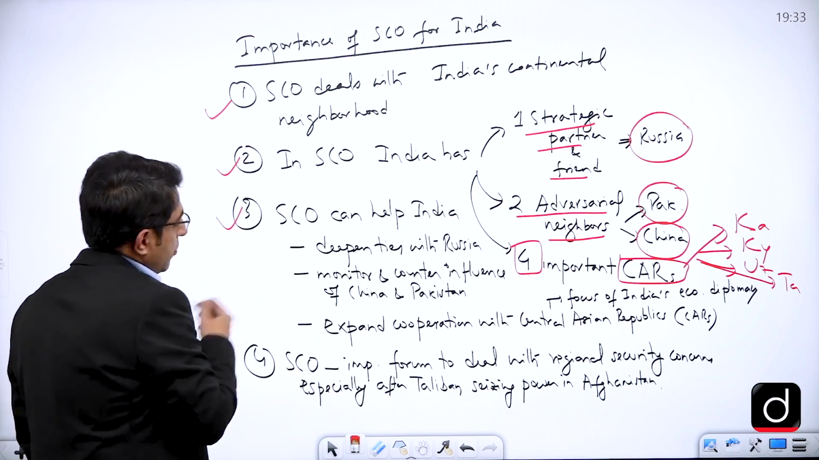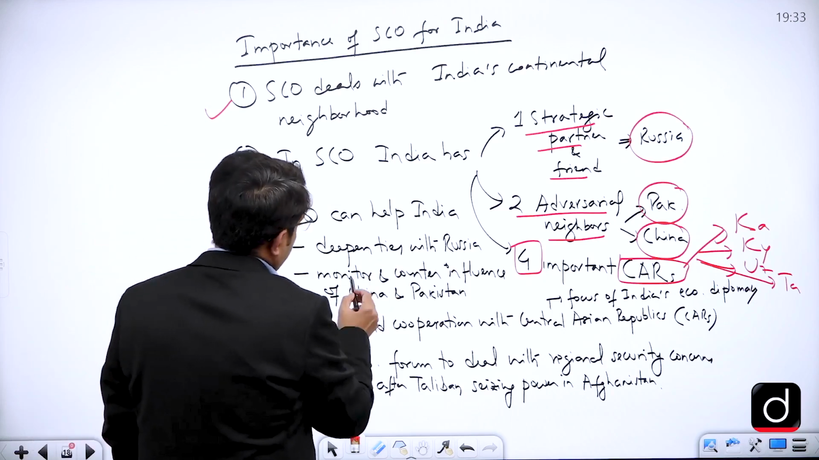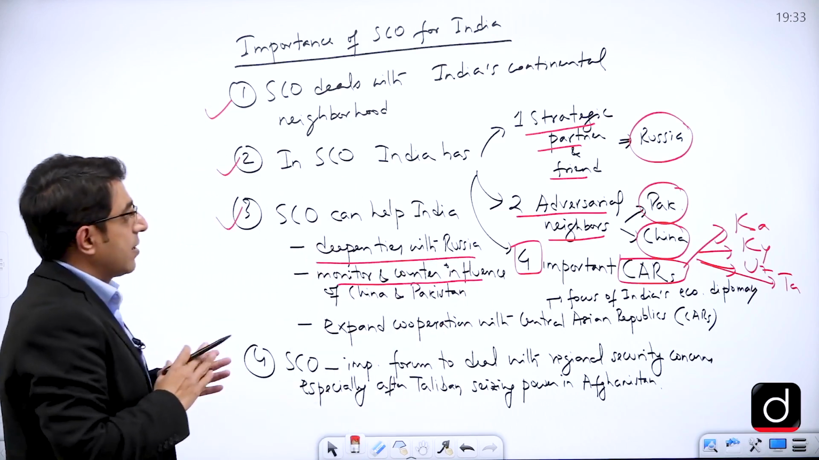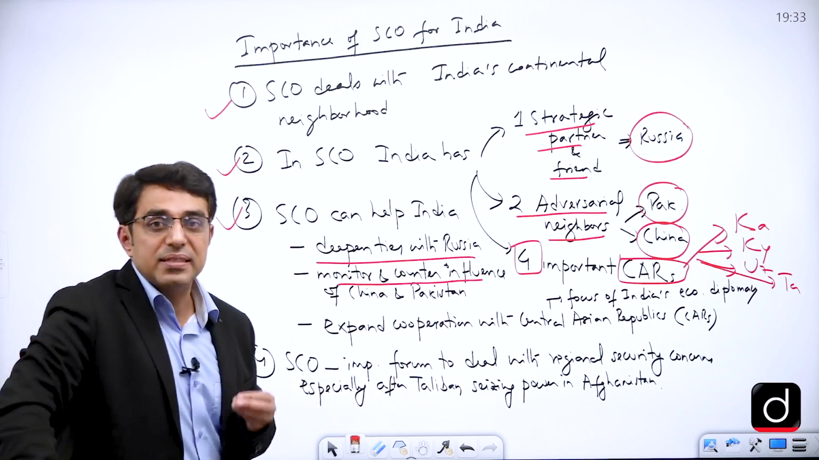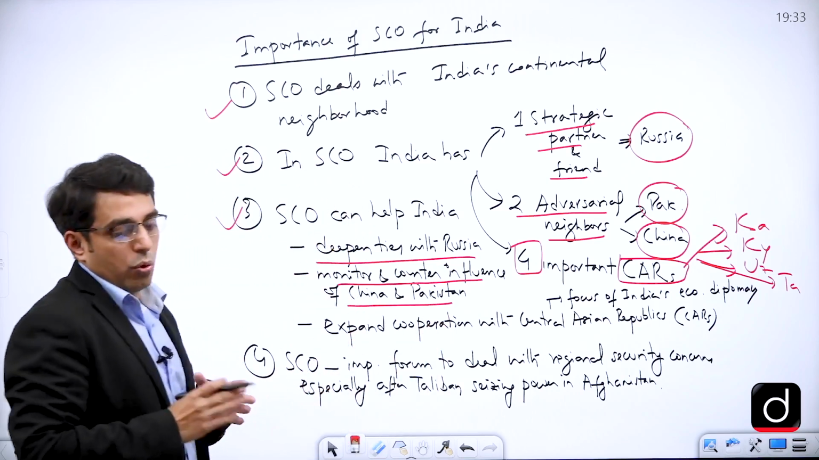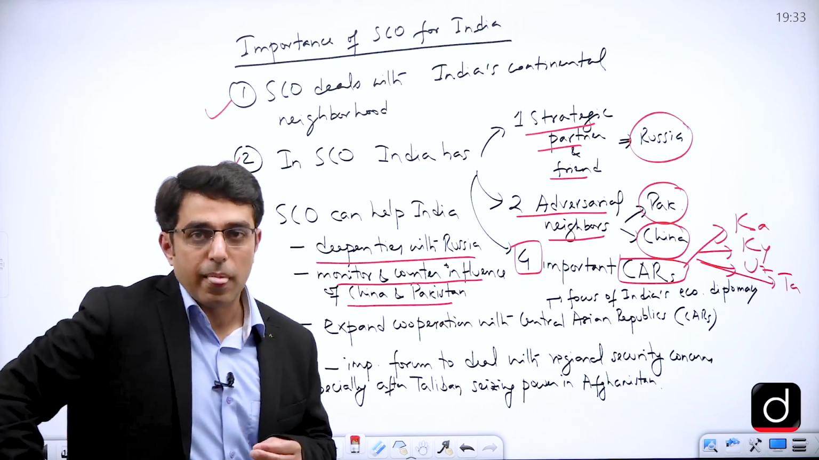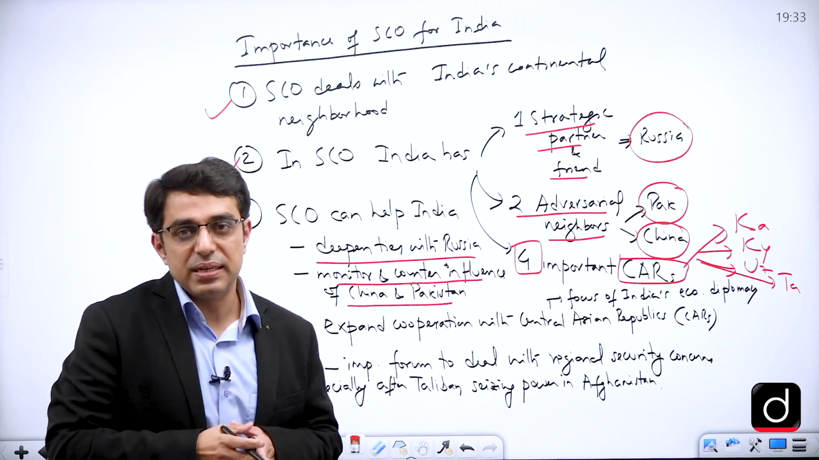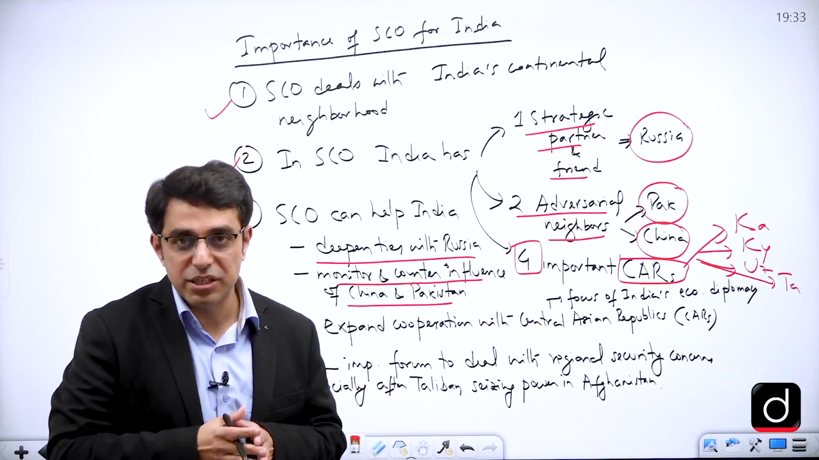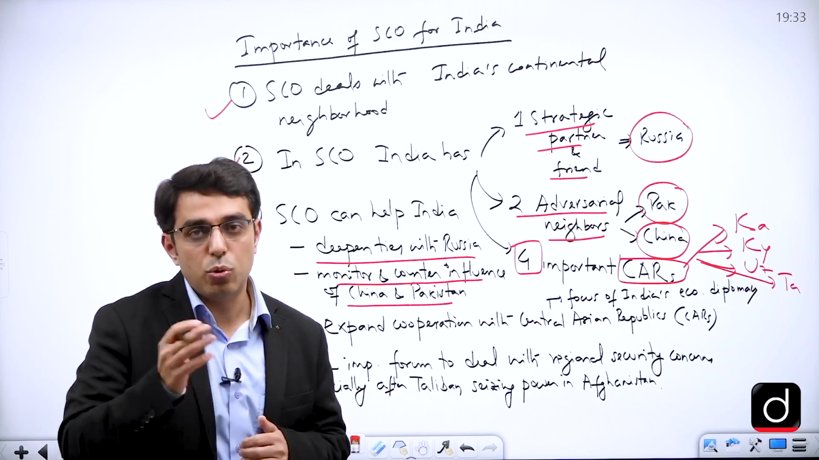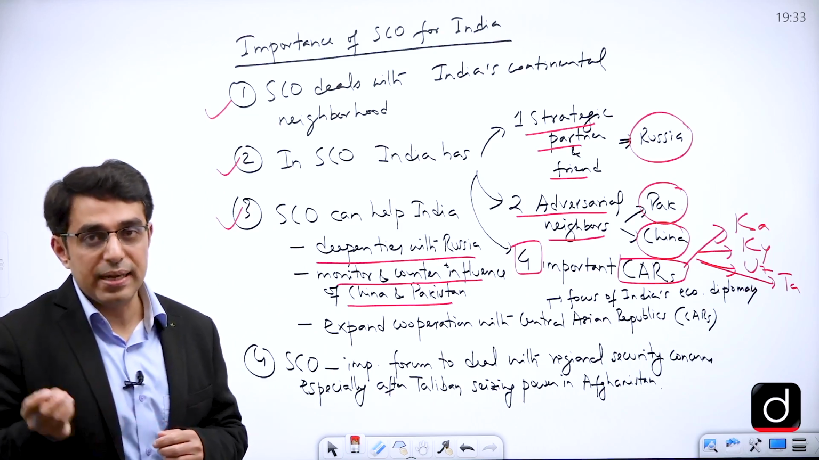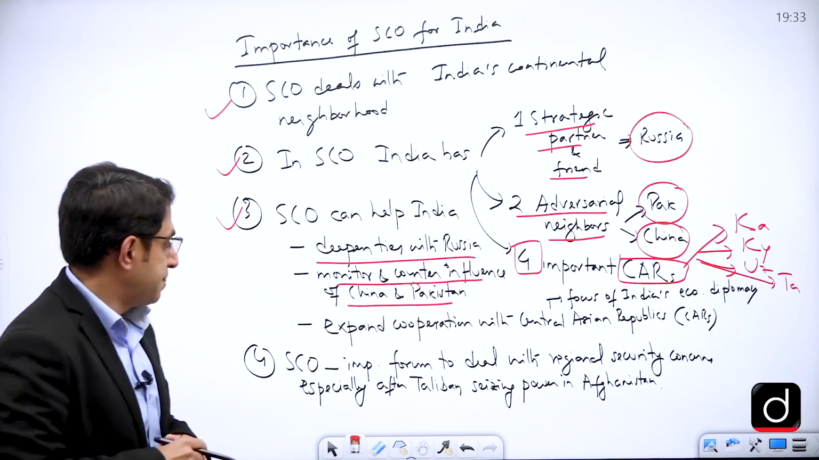Then finally, in the third point, we can write that SCO can help India to deepen ties with Russia. Also, it helps India to monitor and counter the influence of Pakistan and China in the regional security environment. Anything which China and Pakistan are doing, if India is also present in SCO as a grouping, SCO cannot take any decision which is directly inimical to India's interest. So, that is also another reason why India's presence in SCO is important.